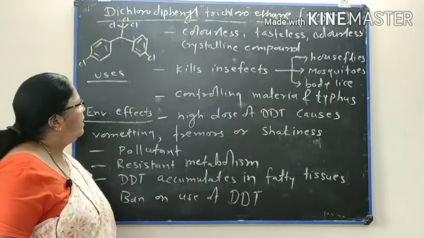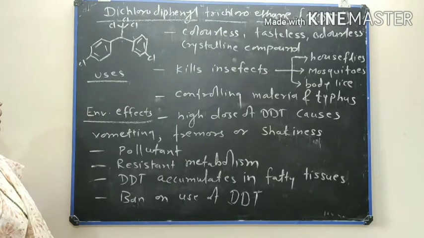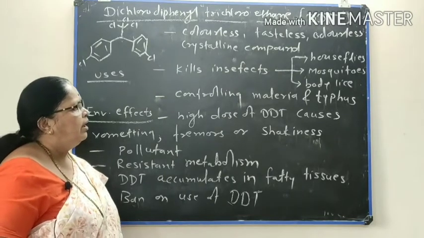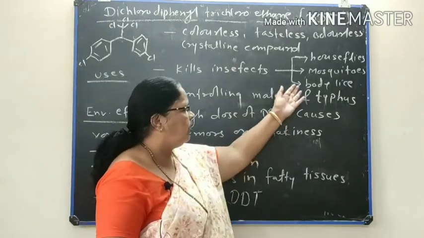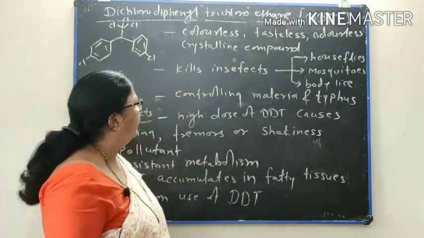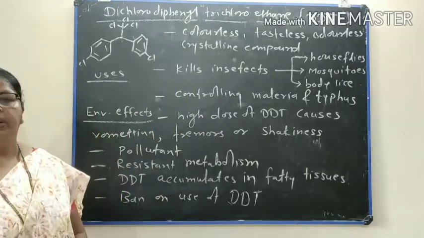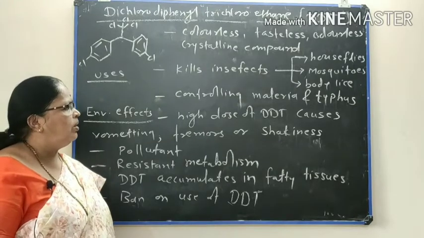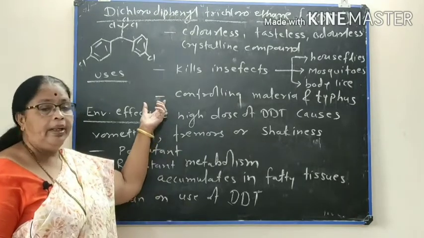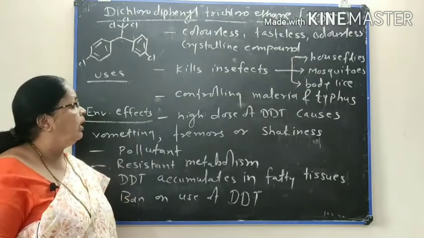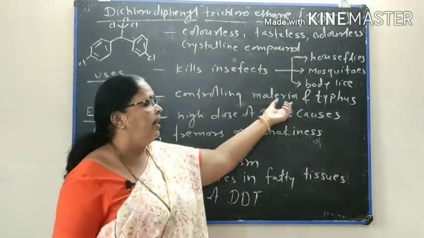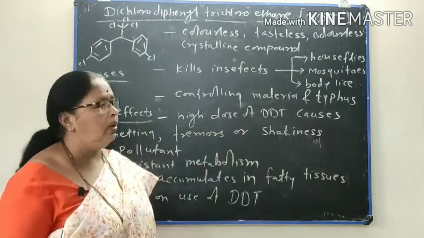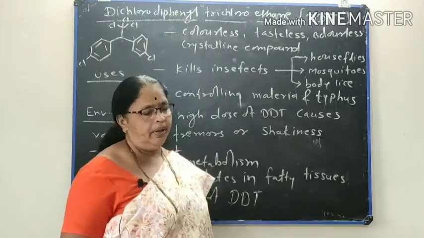Uses. DDT is mainly used for killing insects, like houseflies, mosquitoes and body lice. Again, it plays an important role in controlling malaria and typhus.